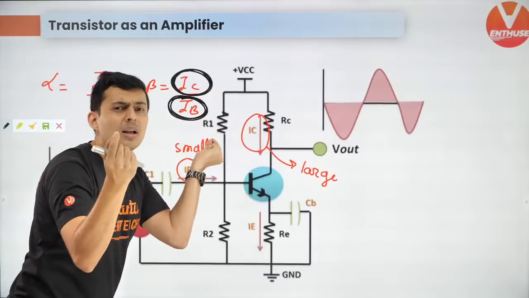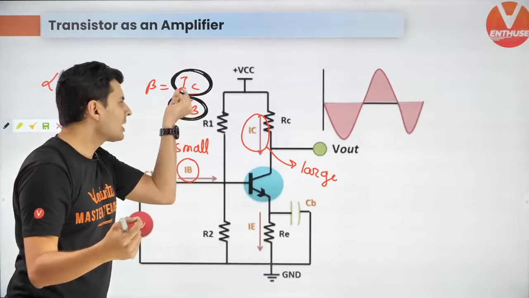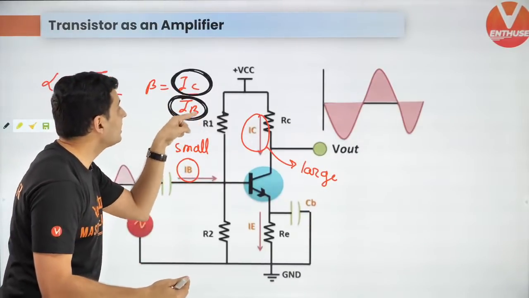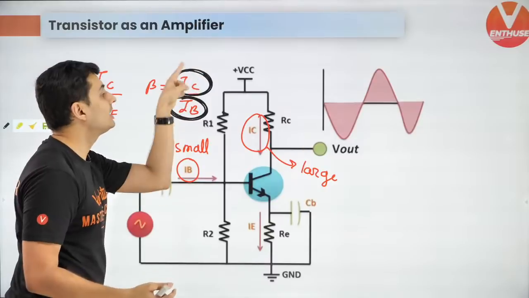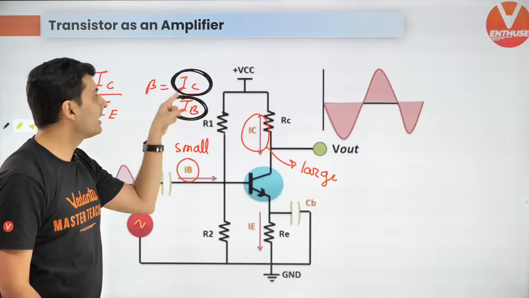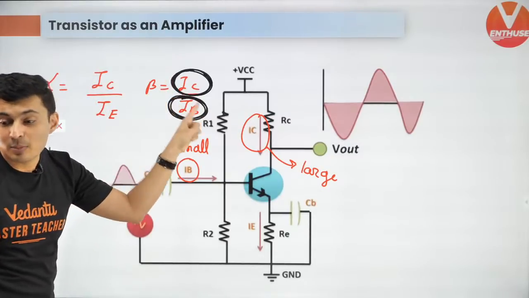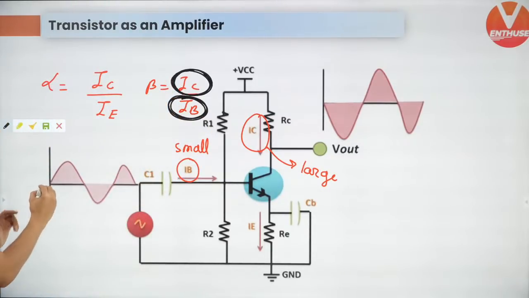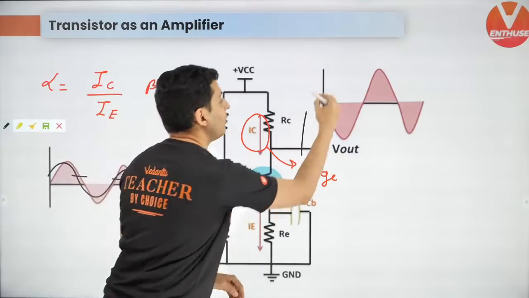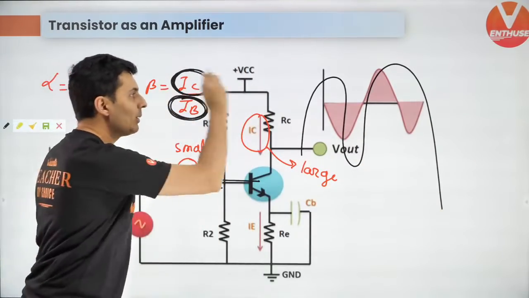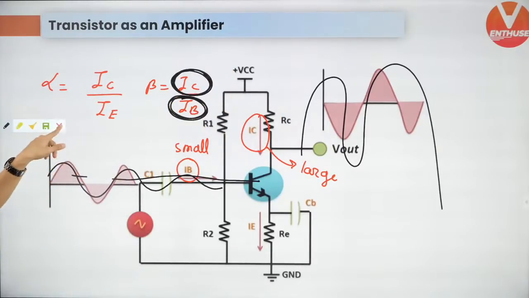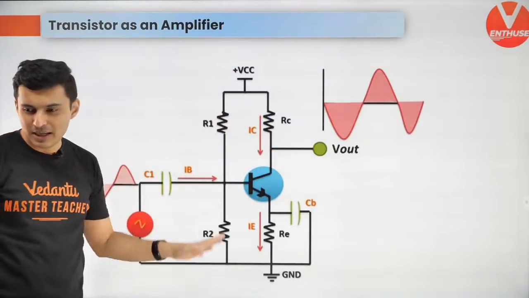But IB is very small, milliamperes, microamperes. IC is very large as compared to base current. So a small change here will create a big change here. Think about it. That means if you are giving some signal as an input to the base, there will be a big change on the output side. That's what will happen. That's all. I hope this is clear. So that's the basic thing.